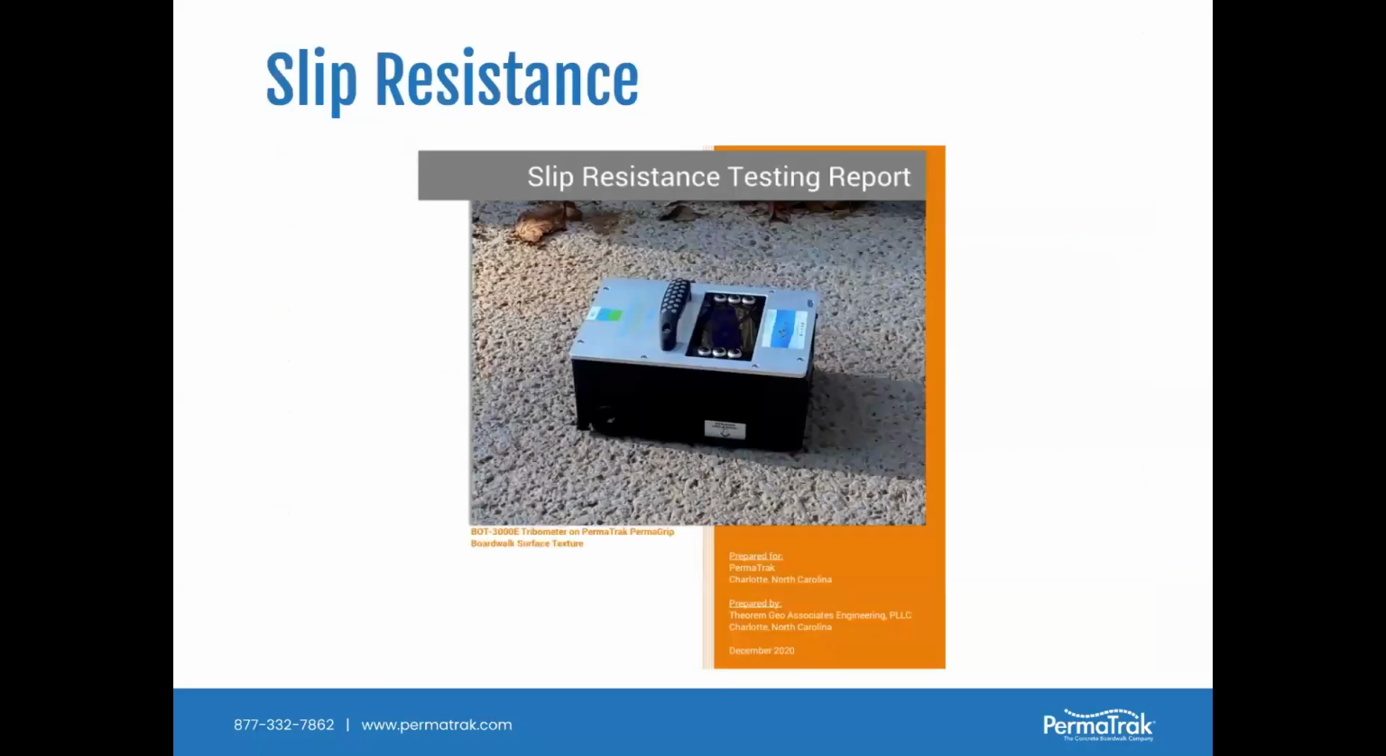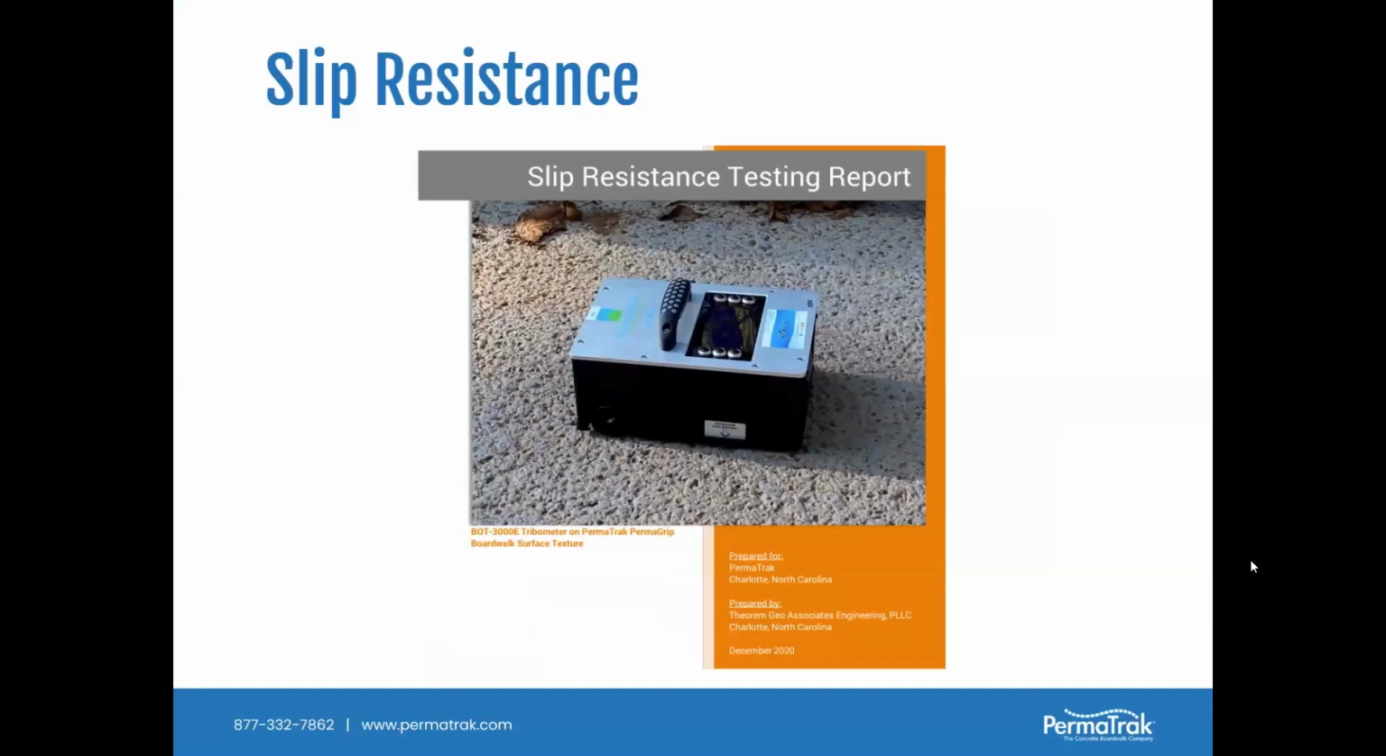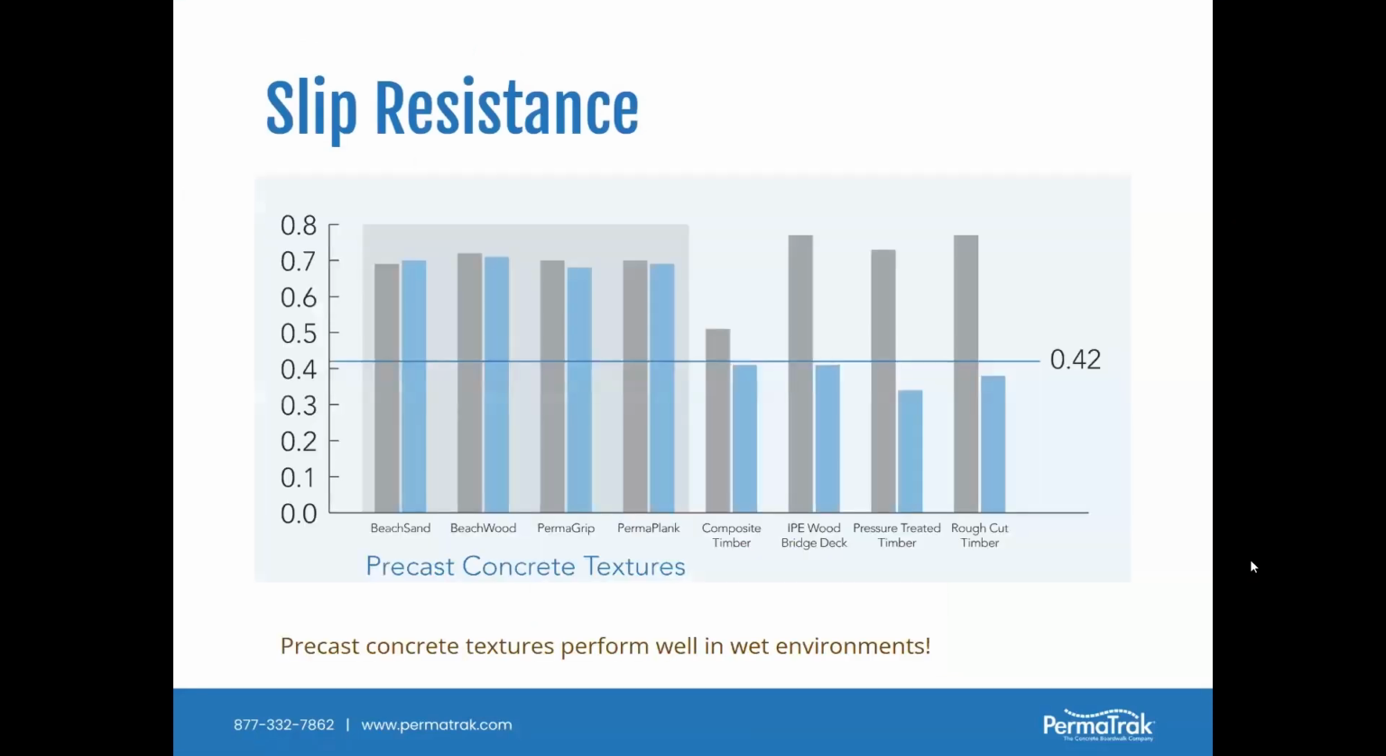So if you go to the next slide, you'll see slip resistance. There is an ANSI test protocol that can measure the slip resistance, or the coefficient of friction, for the walkway surface. And so we have a summary of the results. A third-party testing firm tested several different Permatrack textures, as well as wood and composite. The important thing to note, there's a lot going on here, but that 0.42 line is the minimum coefficient of friction to be considered passing. The gray line is the dry test result. The blue line is the wet test result.